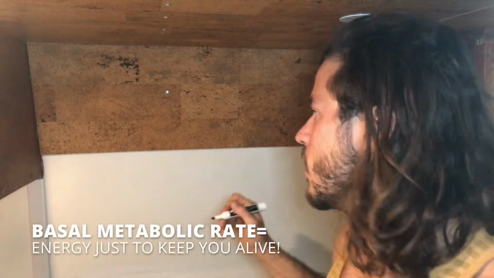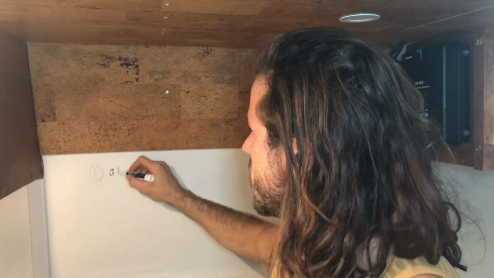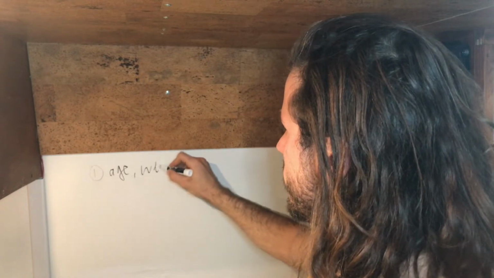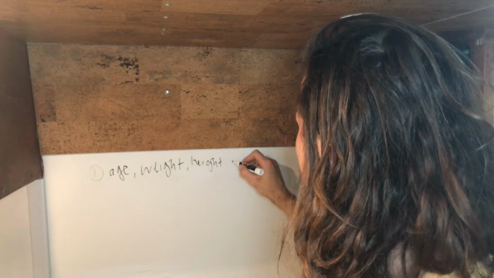So let's dive in. When I'm calculating macros for a one-on-one client, there's a few things that I need to take into consideration. First, I have an intake questionnaire where I'm gathering things like age, weight, height, gender. Those are going to help me determine the client's basal metabolic rate. So those are the first things that I'm looking at: age, weight, height, and gender.